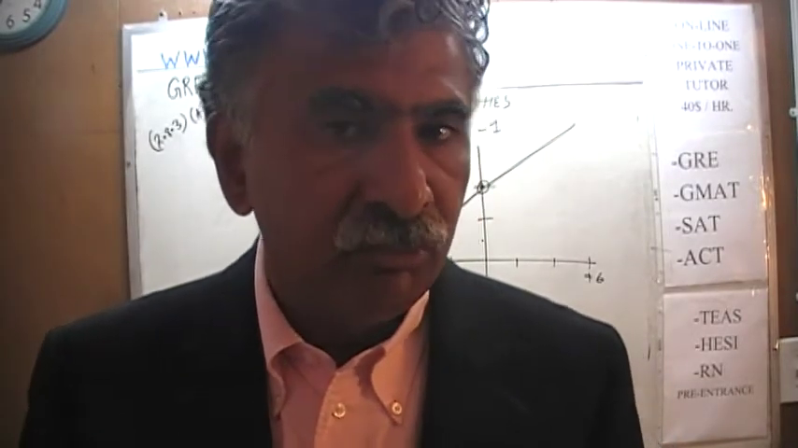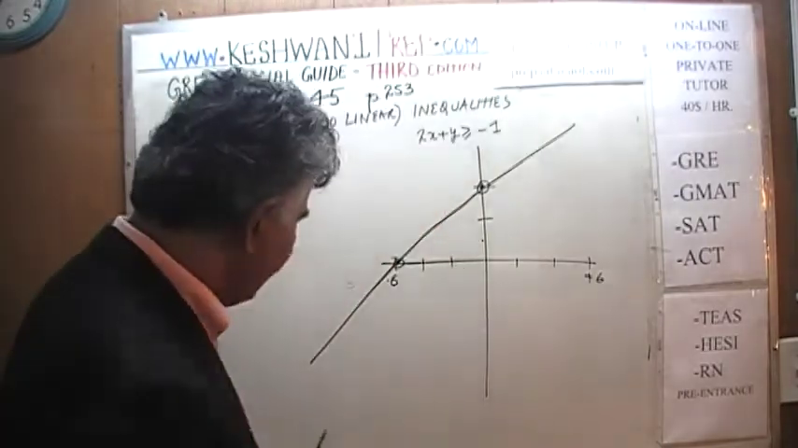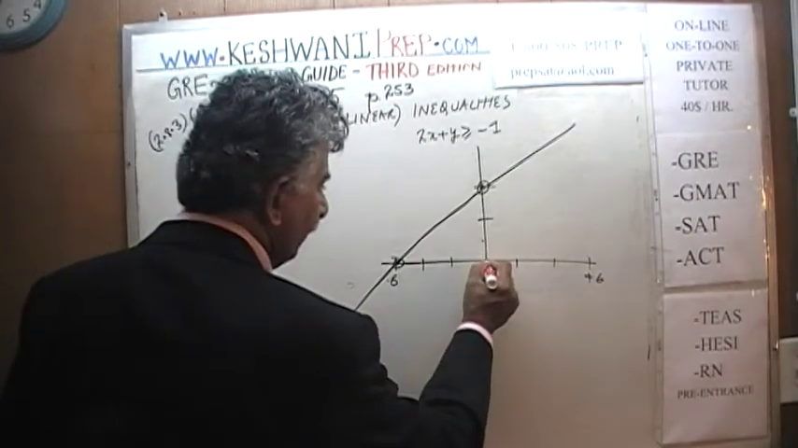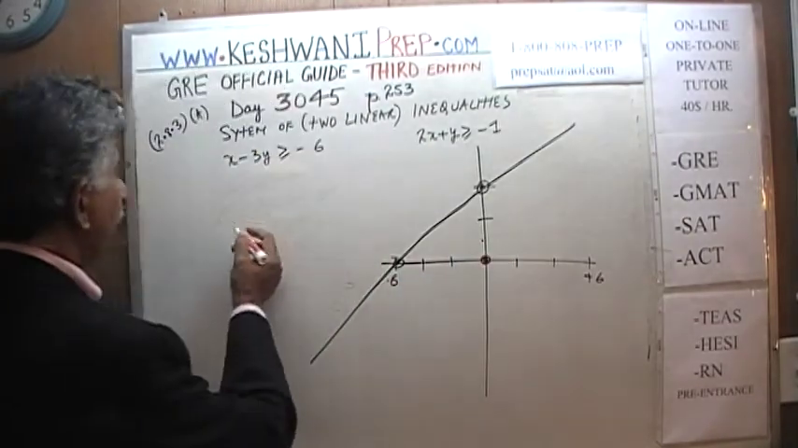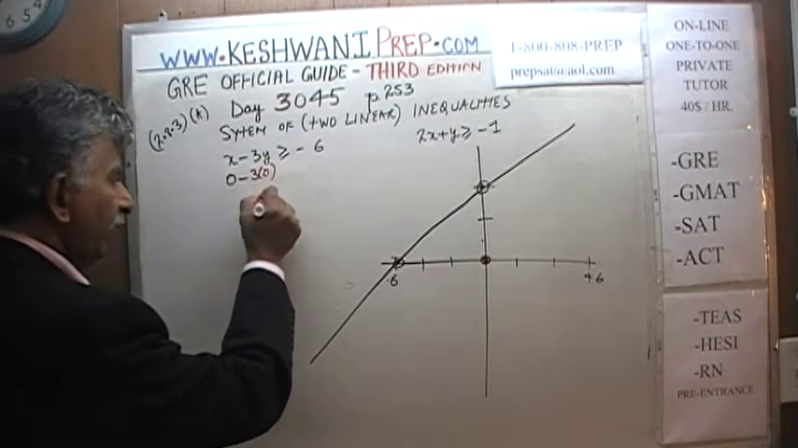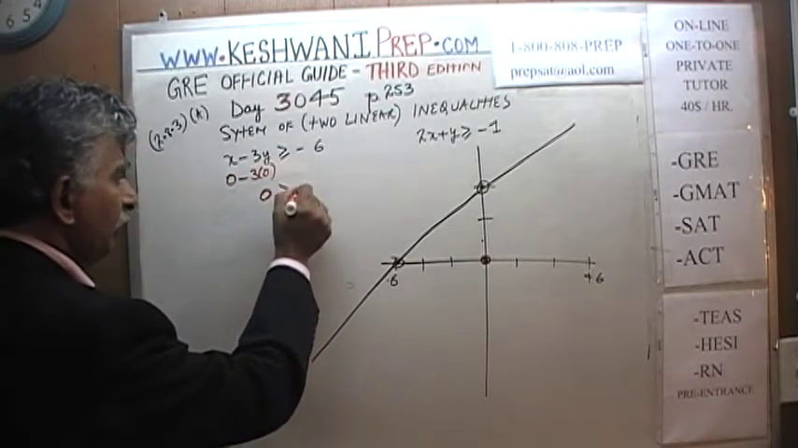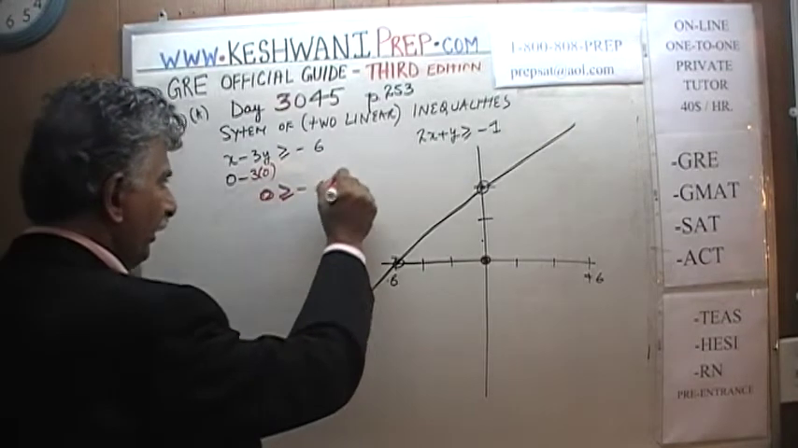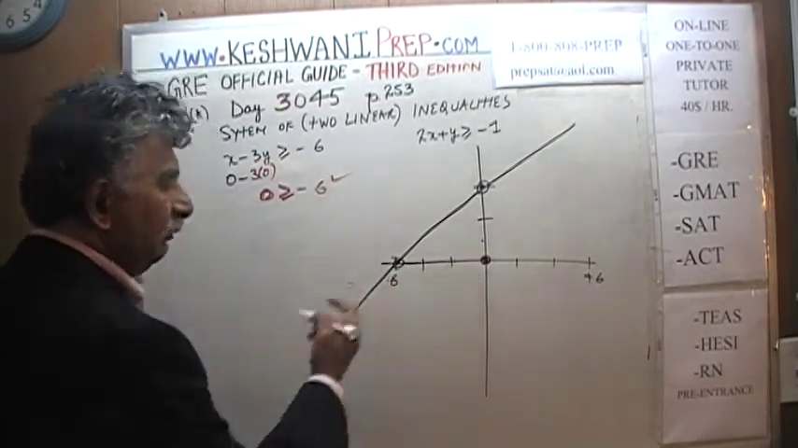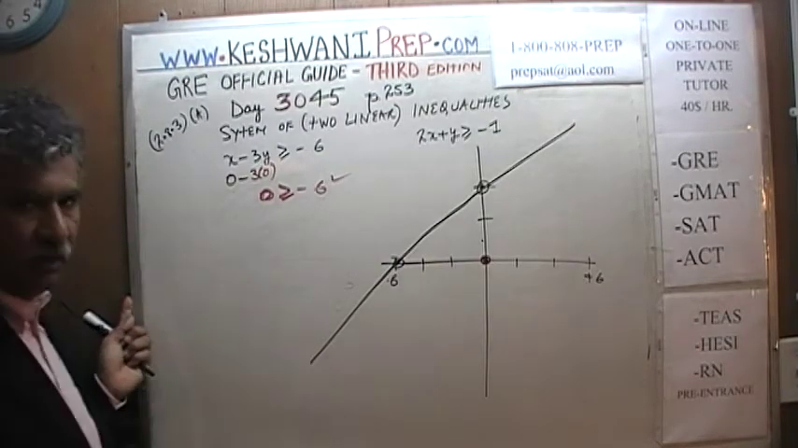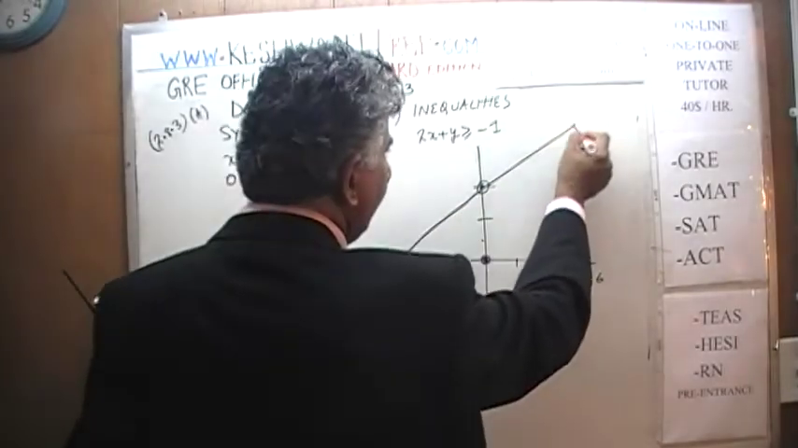The simplest, the easiest, the quickest, the most economical way to figure out where the solution region lies is to always test the origin. See where the origin falls. Let's put it in here. 0 minus 3 times 0, of course, is 0. And is 0 greater than or equal to negative 6? The answer is yes. 0 is indeed greater than or equal to negative 6, which means 0 must lie in the solution set, because it satisfies the inequality. There is our solution set.